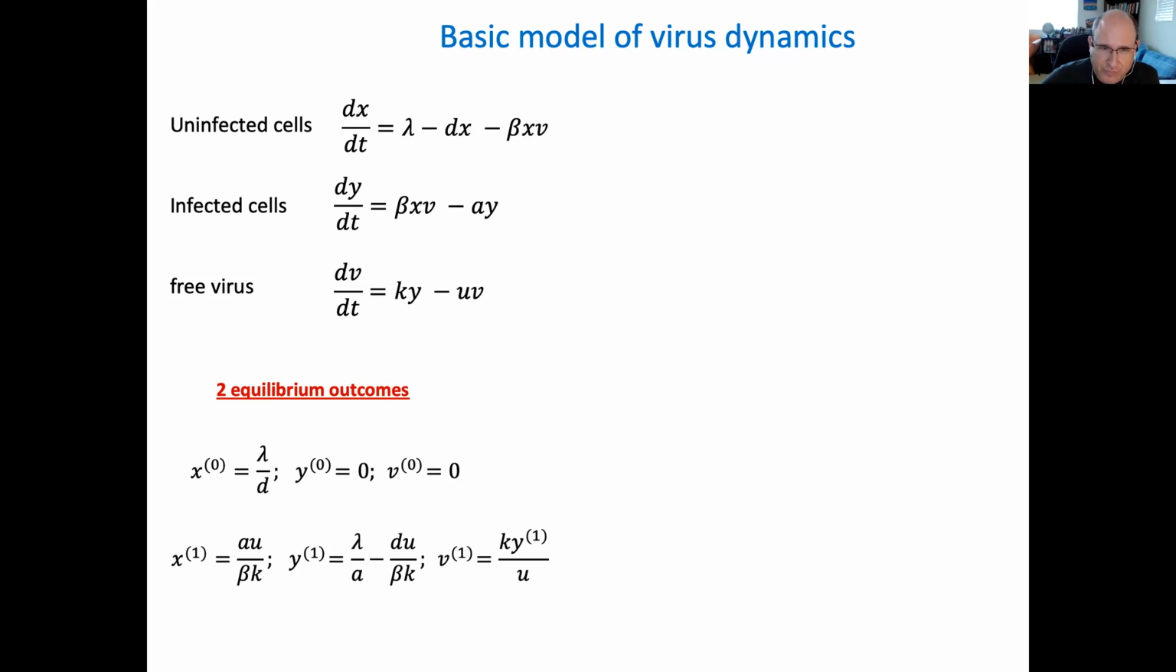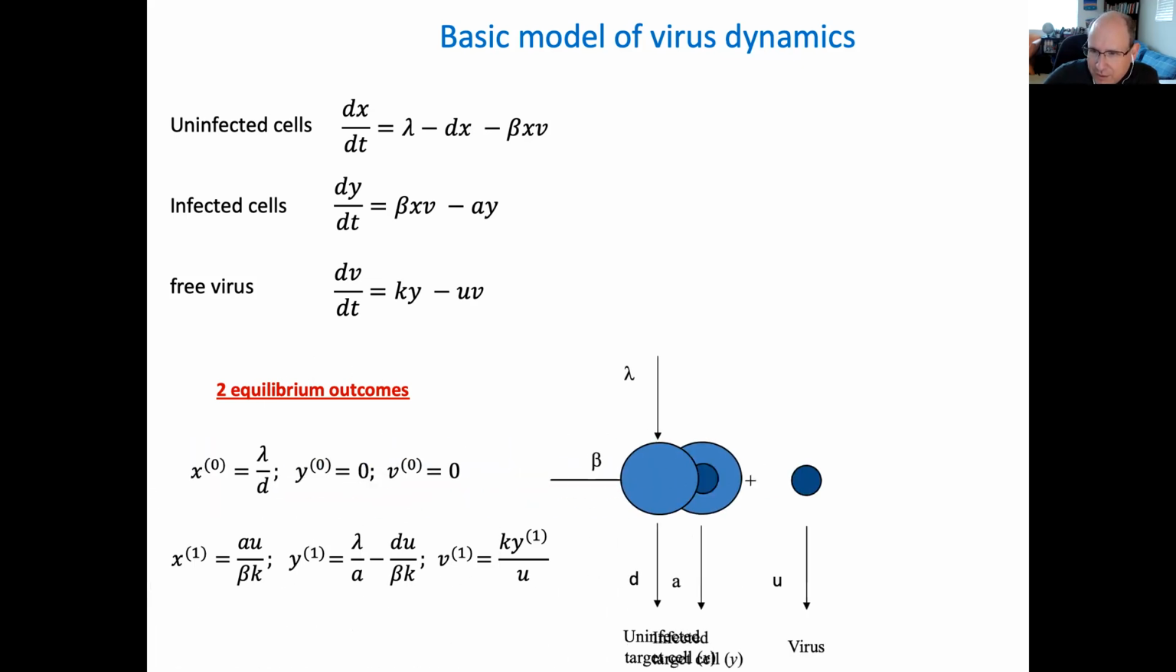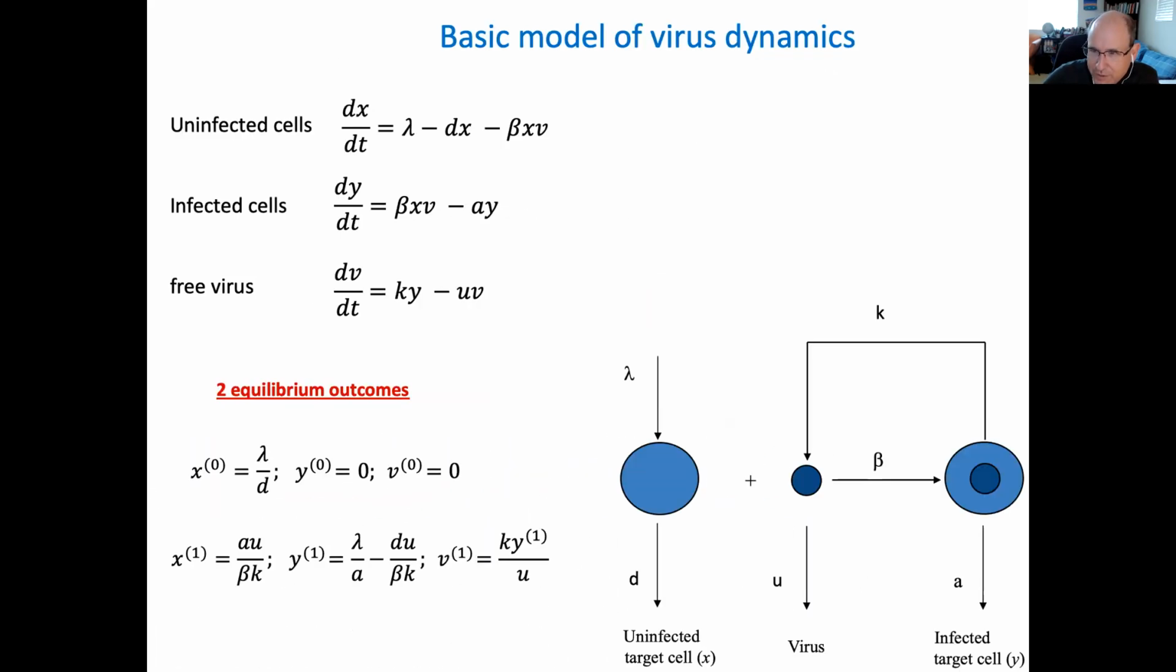This is the model in schematic form. Basically, you have the uninfected cells. They are produced at a given rate lambda. They die at a rate d in this notation. When they meet a virus, there's infection happening with the rate beta. The infected cells then die with a rate a, and viruses are produced at a rate k and decay at a rate u.